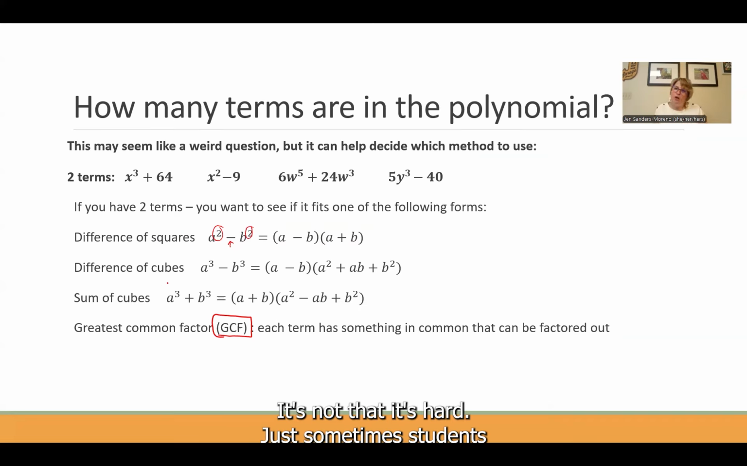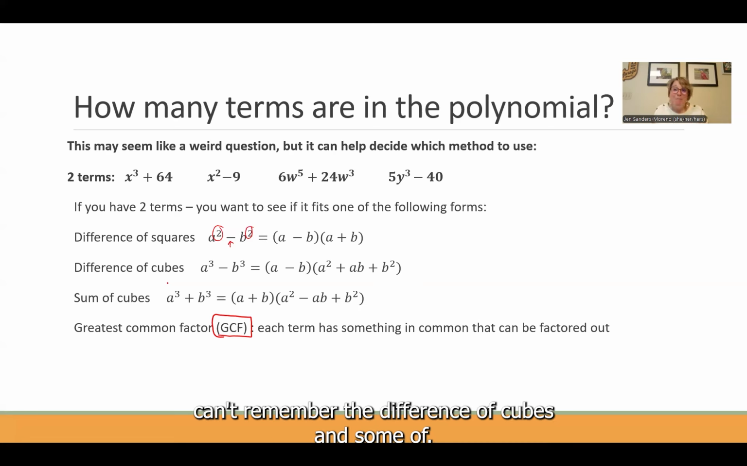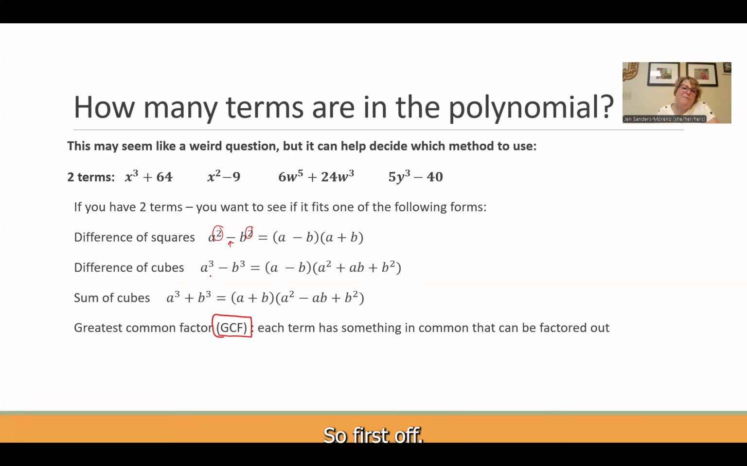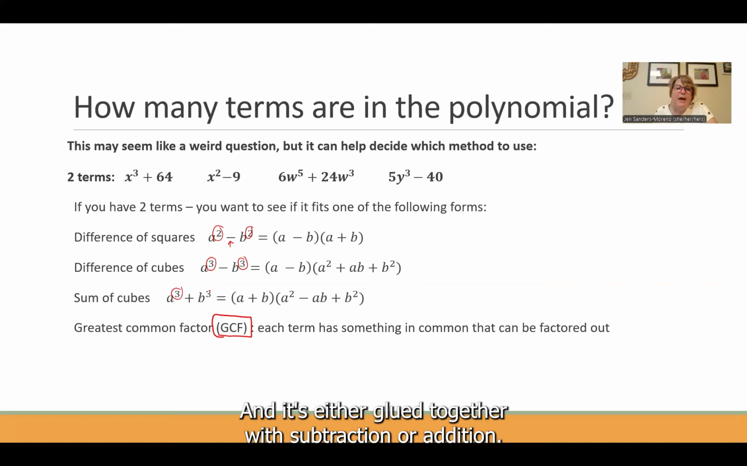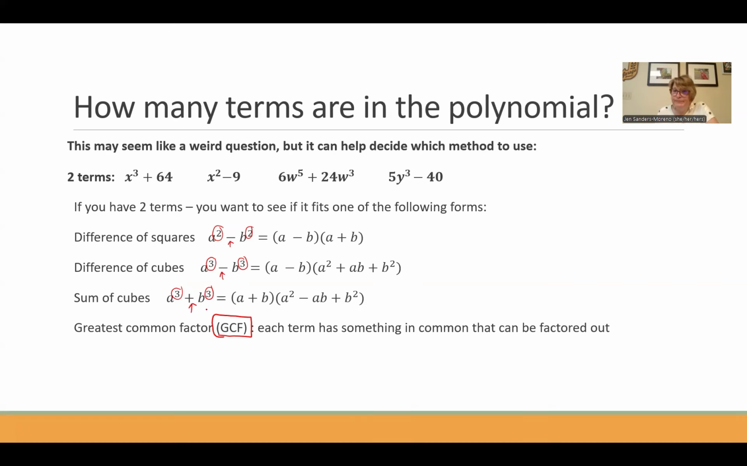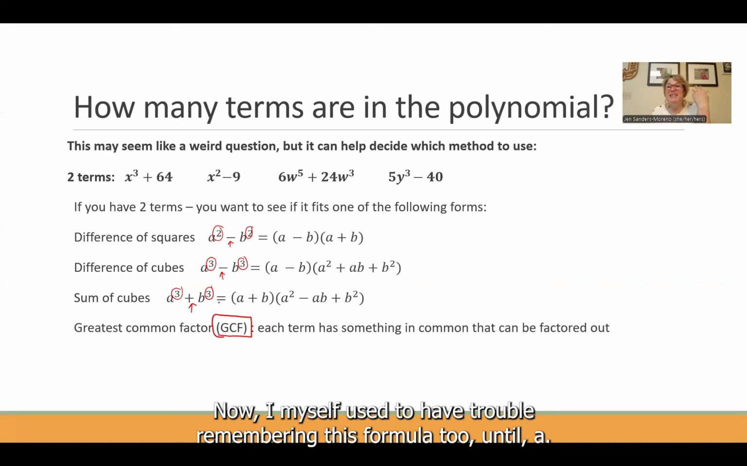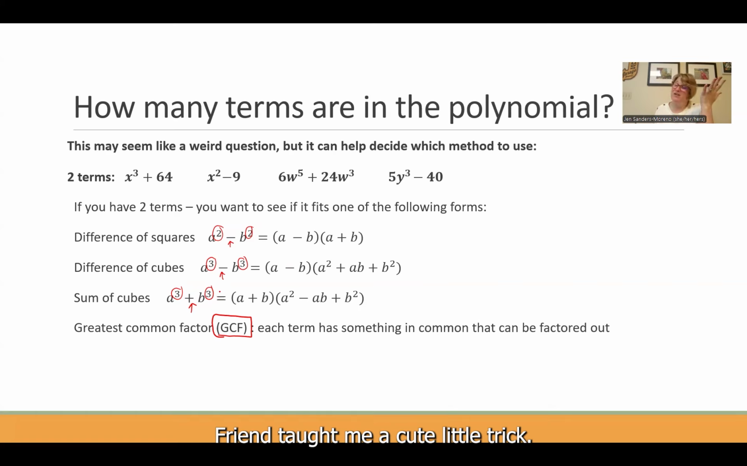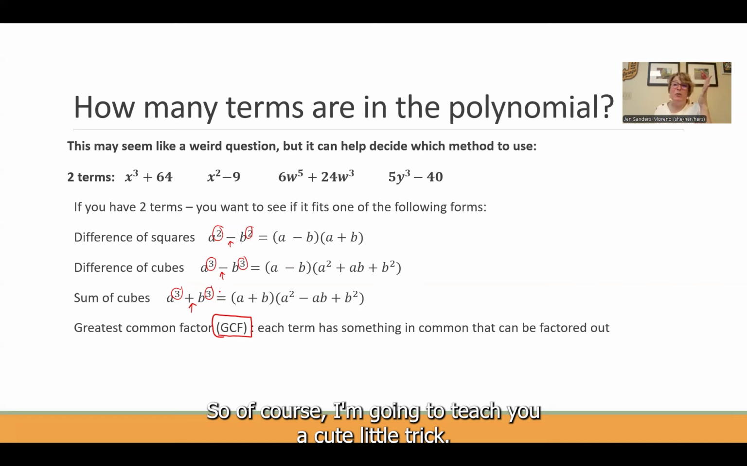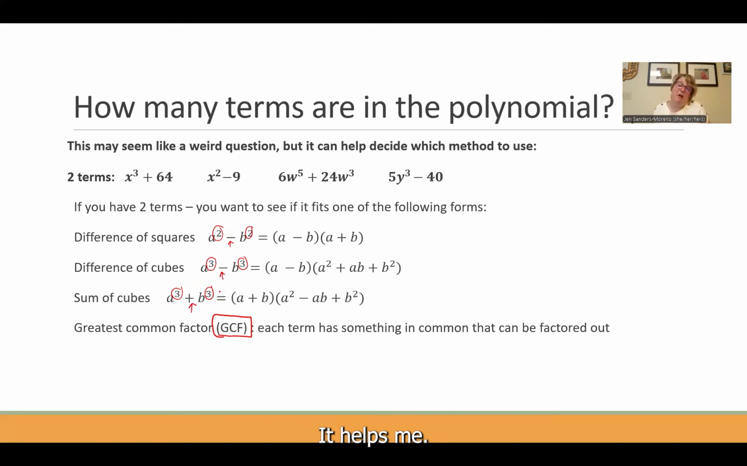The harder one, it's not typical. It's not that it's hard, just sometimes students can't remember the difference of cubes and sum of cubes formula. So first off, you have perfect cubes, okay? And it's either glued together with subtraction or addition. Okay. Now, I myself used to have trouble remembering this formula too until a friend taught me a cute little trick. So of course, I'm going to teach you a cute little trick. And maybe you already know it, but it helps me.